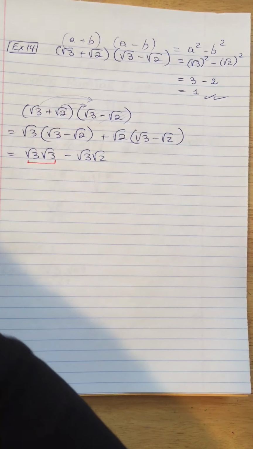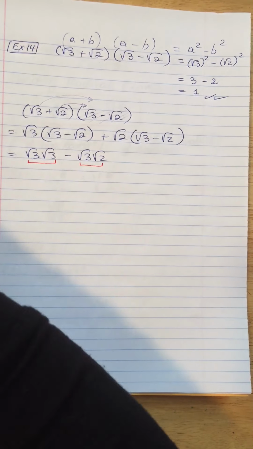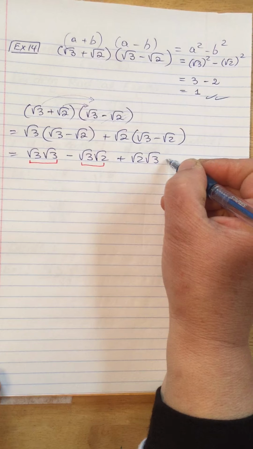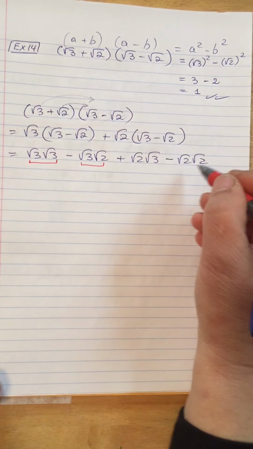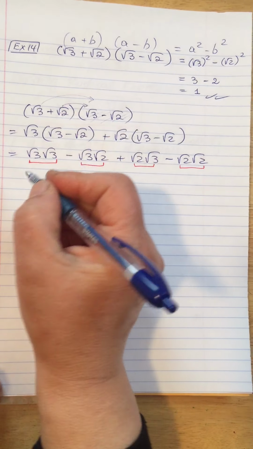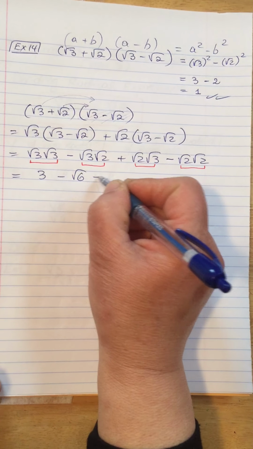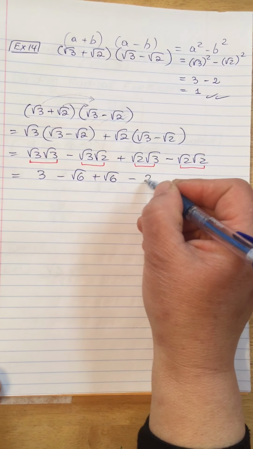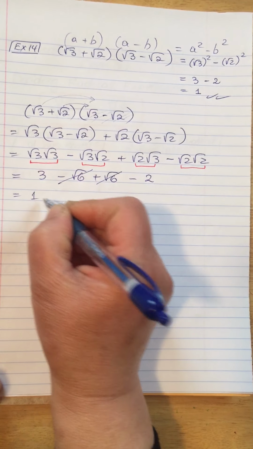This is number 3. And what is this? This is the square root of 6 plus the square root of 2 times square root of 3 minus square root of 2 times square root of 2. So this is the square root, this is 2, and this is the square root of 6. Let me go and do this. So this is 3 minus the square root of 6 plus the square root of 6 minus 2. So these are 0, and 3 minus 2 is 1.